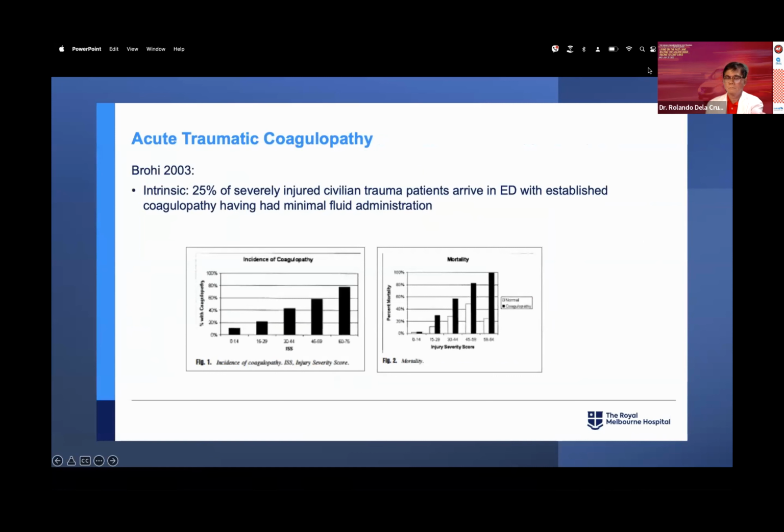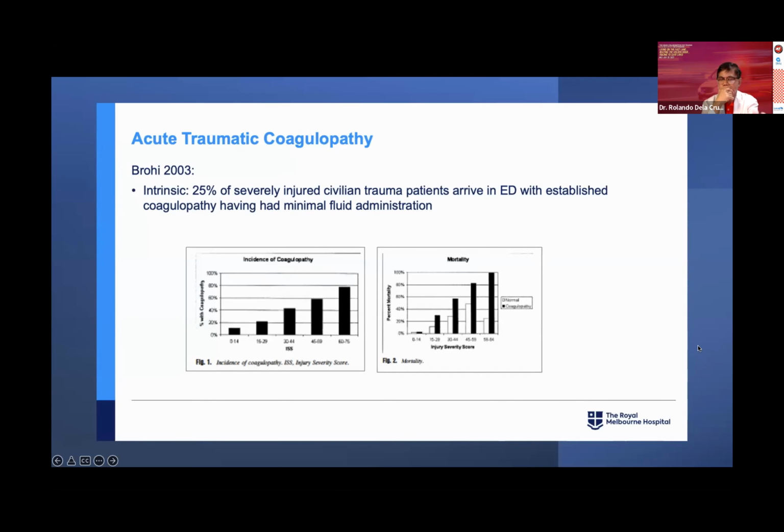He was able to show that intrinsically 25% of his severely injured civilian trauma patients arriving at a level 1 trauma hospital had established coagulopathy, having had none of the other interventions that would contribute to that, such as fluid administration to dilute clotting factors, hypothermia, or even established acidosis at that stage. The incidence of coagulopathy does increase with the severity of trauma, and we do know that coagulopathic patients with the same severity score are more likely to die.